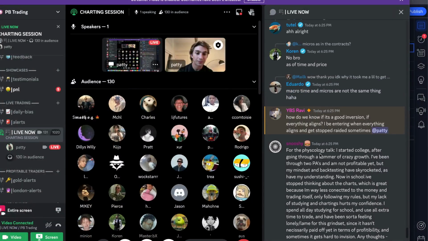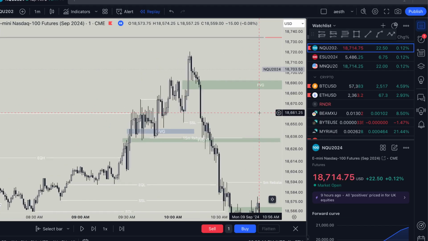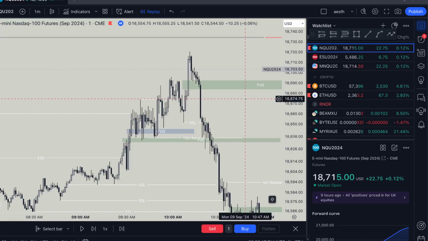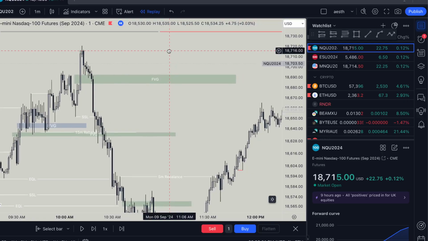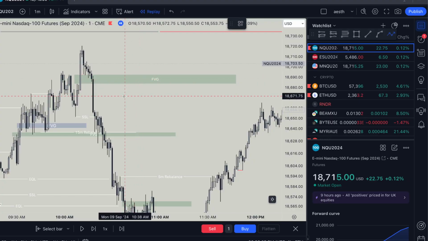How do we know if it's a good inversion if everything aligns? I'd be entering when everything aligns and sometimes get stopped out. If everything aligns, then there's no reason for it to be a bad inversion. I think a really important thing, which a lot of people don't understand, is you don't want to be entering certain inversions. Let's say I draw out this leg, this same exact leg right here.